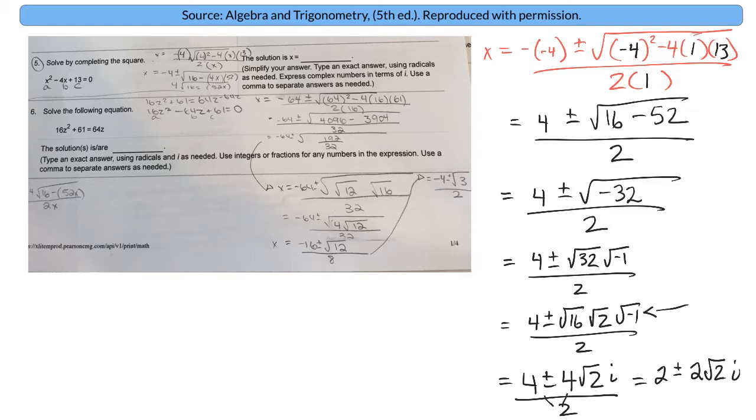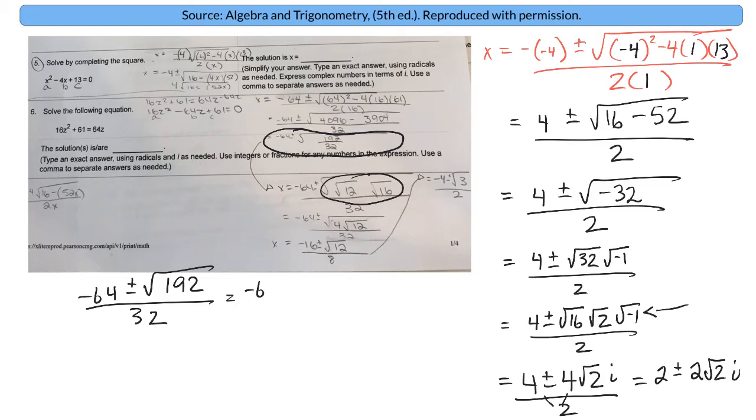Now number 6, I think that you are good right to there. So minus 64 plus or minus square root of 192 over 32. And 192, you could separate like you did there, is 12 times 16, but I think 64 goes into it. So I could write minus 64 plus or minus square root of 64 times the square root of 3 all over 32. And then square root of 64 is 8, root 3 over 32.